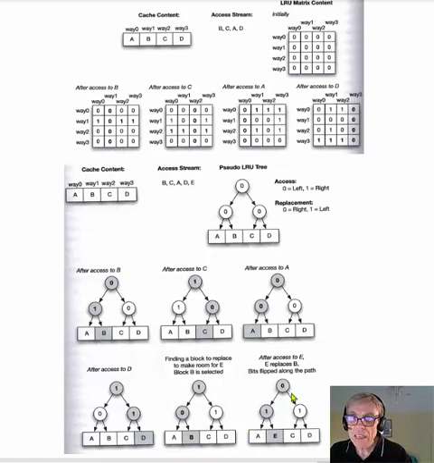Then when we access E, the block that we just replaced B with, we have to move left to get to it and then right. So we set the bits to 0 and 1 like we did before. Now notice that in this case, the replacement was exactly the same in the pseudo-LRU tree as it was in the LRU matrix. But that needn't always be the case because this is an LRU approximation. Most of the time it will be the way things work out, but not always.